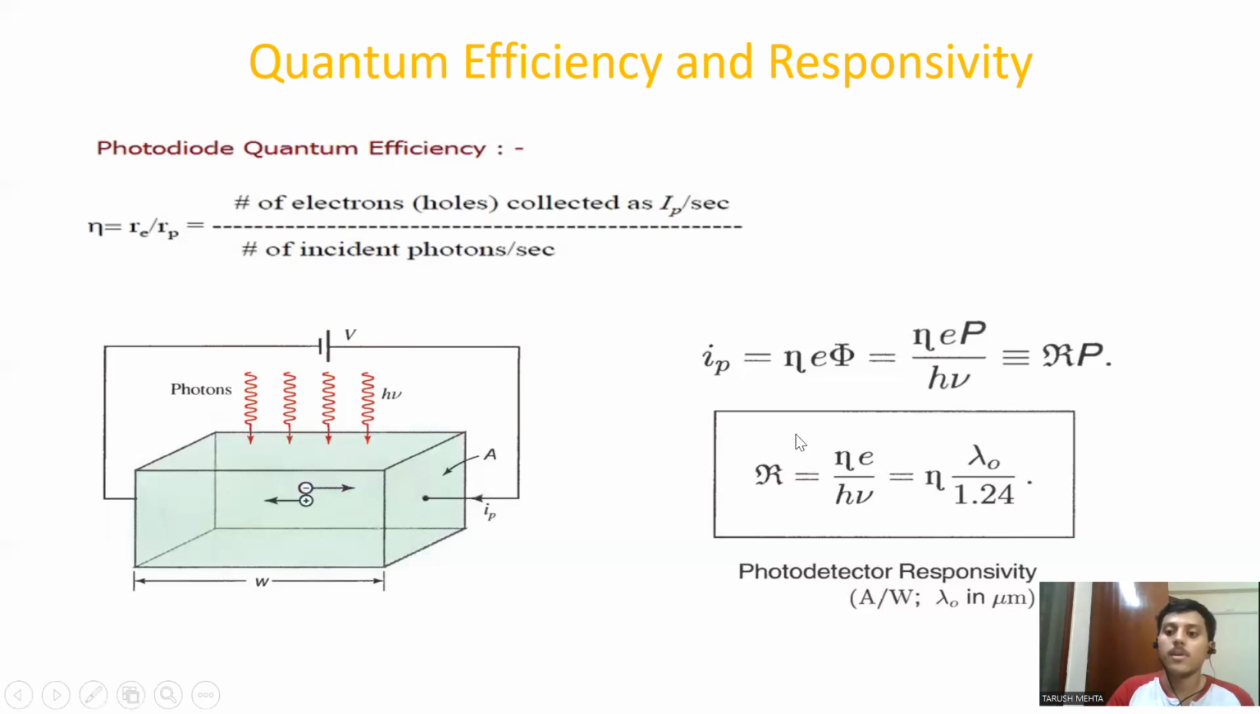The responsivity is basically defined as the photocurrent that is being generated divided by the incident power, or it can also be written as quantum efficiency times e by h nu. So we want the responsivity as well as the quantum efficiency of a photodetector to be as high as possible.